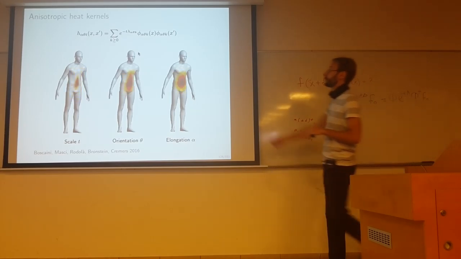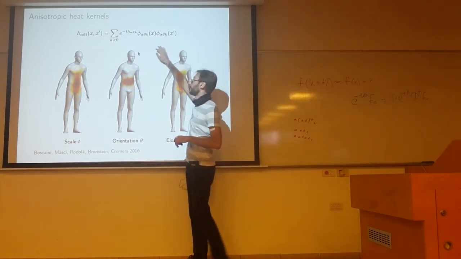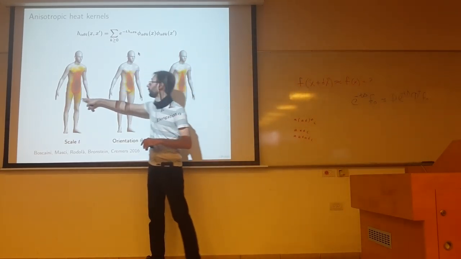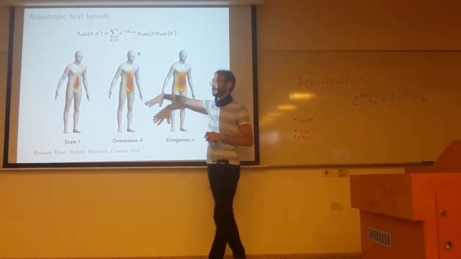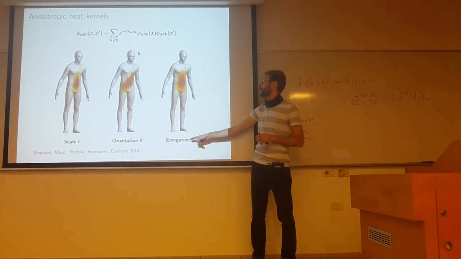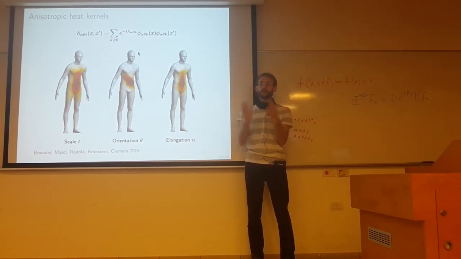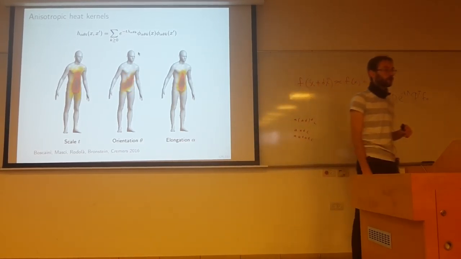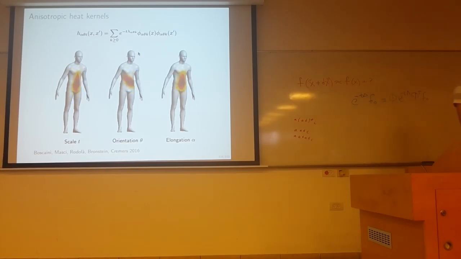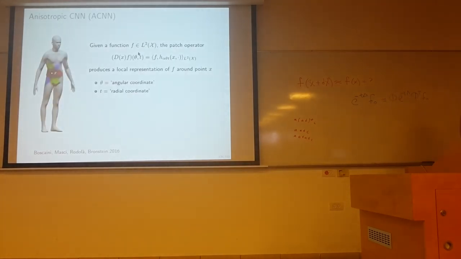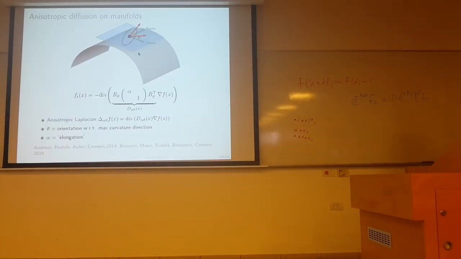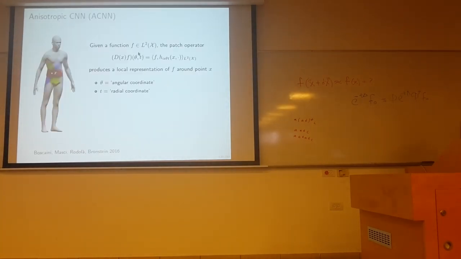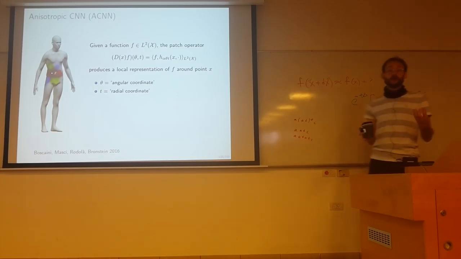And we can define heat kernels with this Laplacian exactly in the same way as we did before. Just take eigenfunctions and eigenvalues. This will be the anisotropic heat kernel. So it has three parameters: the scale parameter t, time, the orientation theta, that rotates it, and the elongation alpha, that squeezes it. Alpha equals zero corresponds to the standard isotropic case. Zero or one? Zero. In this case it's one.